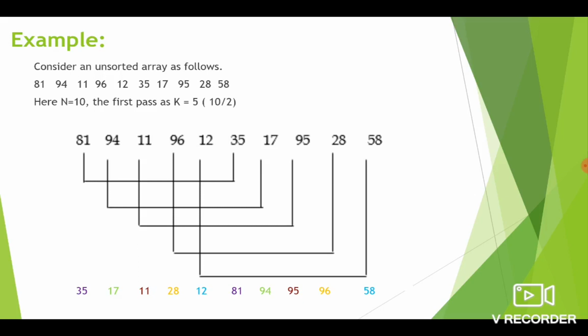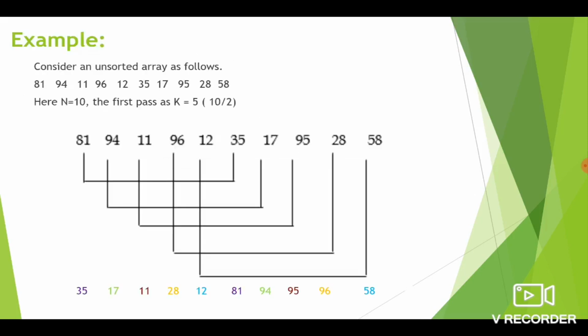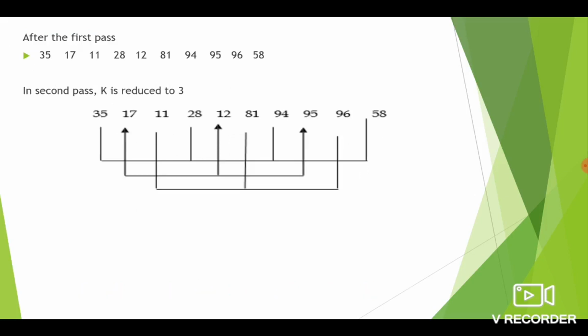That is, for each sublist we are applying the insertion sort. Since 35 and 81 are not in ascending order, we have to swap them. Similarly, when we compare 94 and 17, again they are not in order, so we perform the swapping operation. But the elements 11 and 95 are in order, so you don't need to apply swapping. So this is how the first pass is executed. After the first pass, we get the elements as 35, 17, 11, 28, 12, 81, 94, 95, 96 and 58.